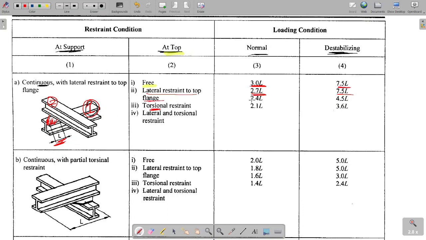तो उस केस में क्या होगा, then normal loading condition में 2.4L, then this is 4.5L. And under lateral and torsional restraint it is 2.1L and 3.6L. तो अगर destabilizing loading condition को consider ना किया जाए, suppose, because it has not been asked in examination till now, so considering just the normal loading condition, so this is 3L, then decrease किया 0.3 से, minus 0.3, right? Then 2.7L, then minus 0.3, 2.4L, minus 0.3, 2.1L. So this can be the way to remember it.